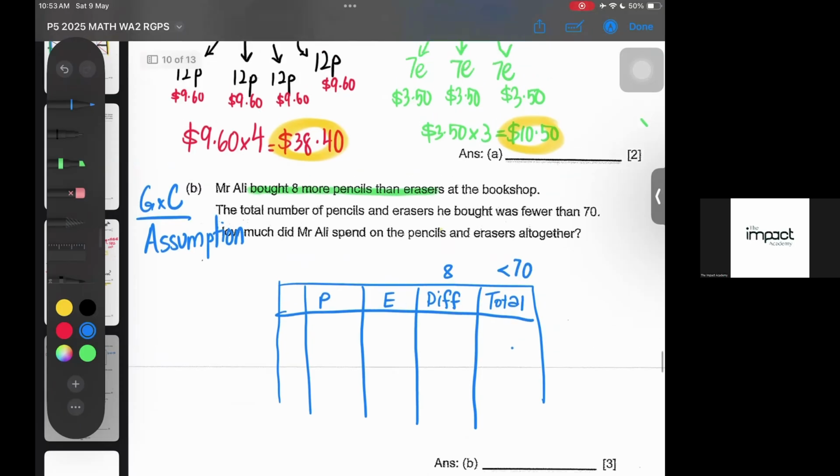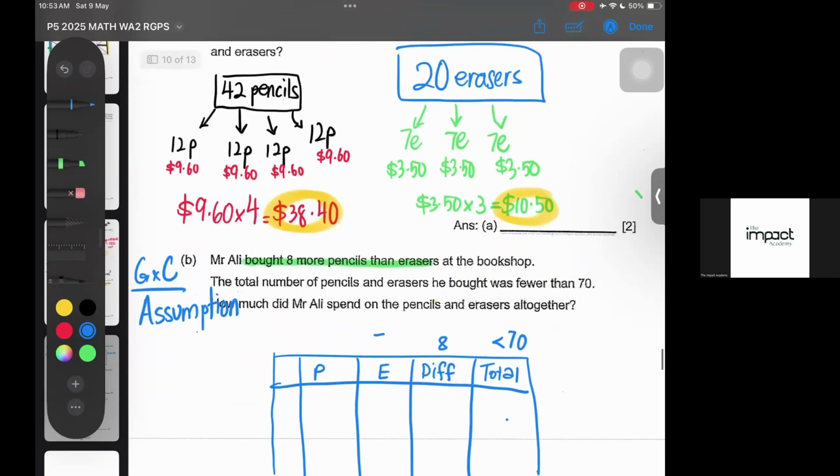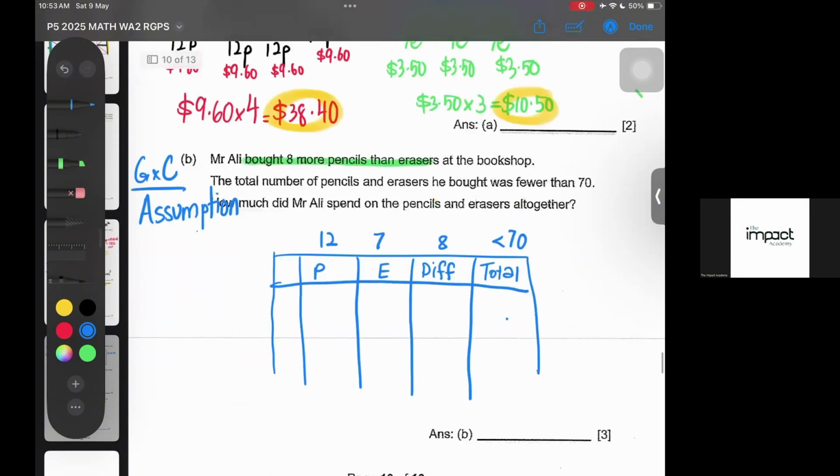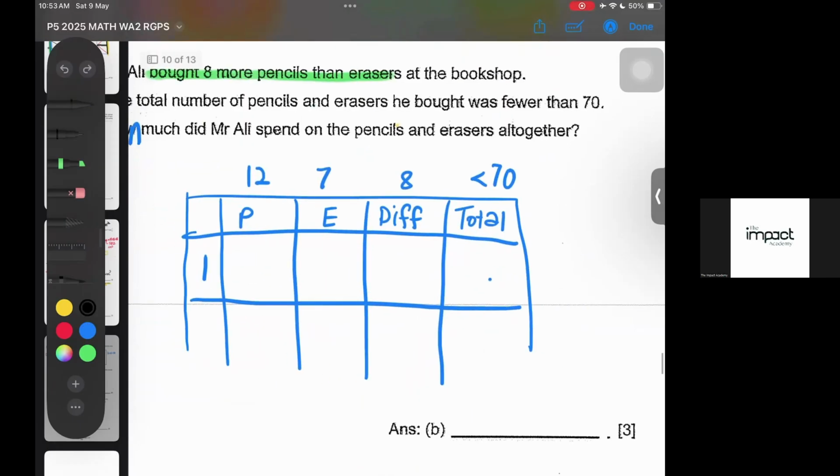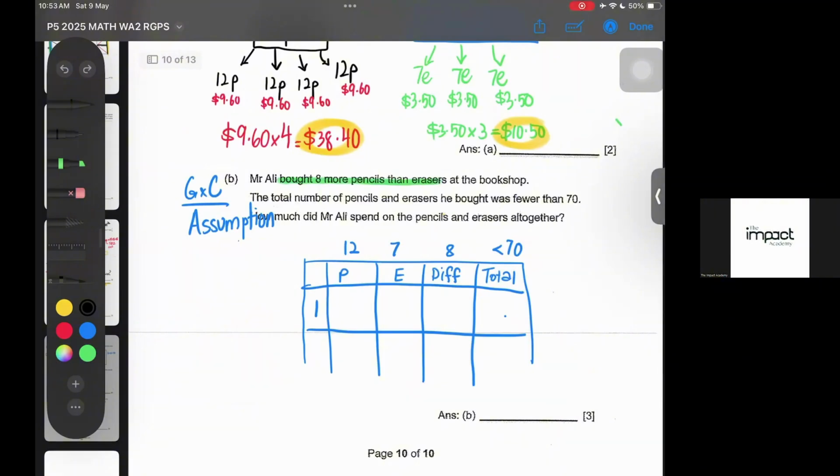For erasers, they can only sell in packs of 7. For pencils, they can only sell in packs of 12. Is this something that y'all can understand? So come, let's list down. I'm going to find my first one. The check part is going to be at the last column. Let's try the first one. We just use random numbers first.